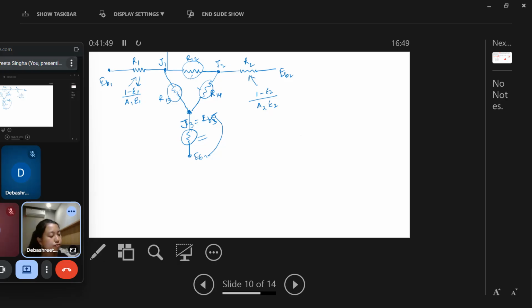Okay. So now R12 is given as 1 by A1 F12. These three resistances are due to the view factors. Sorry, this is not R14. This is 3, this is 2. So it should be 2, 3.